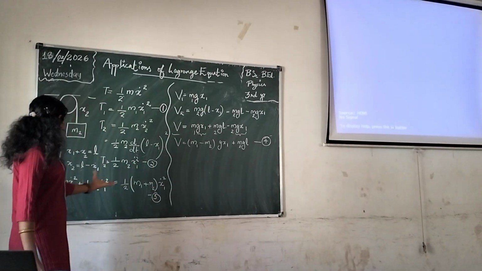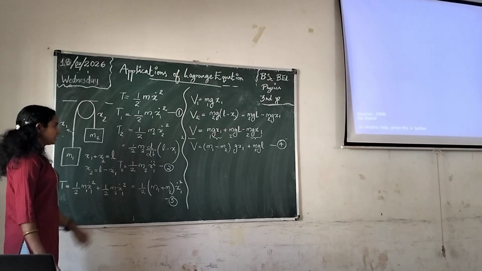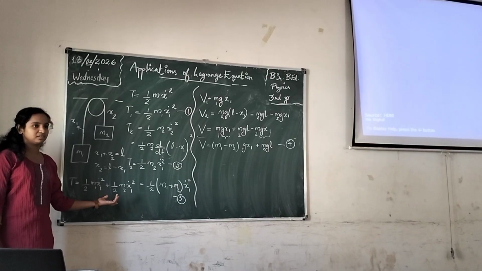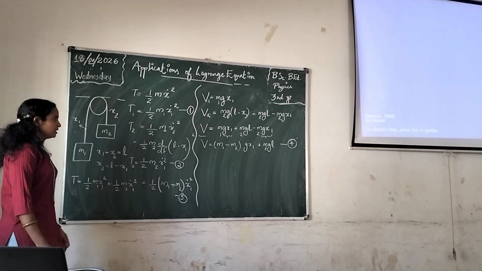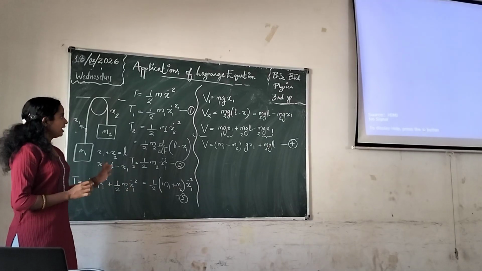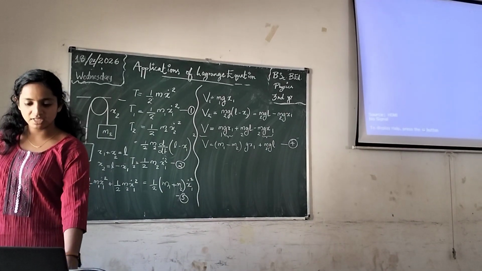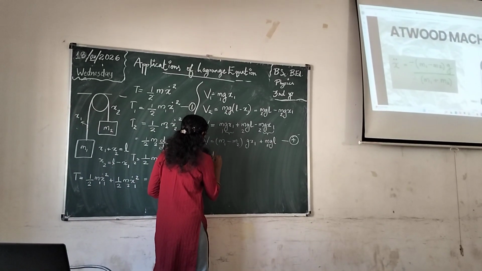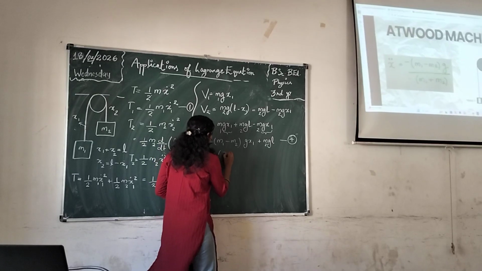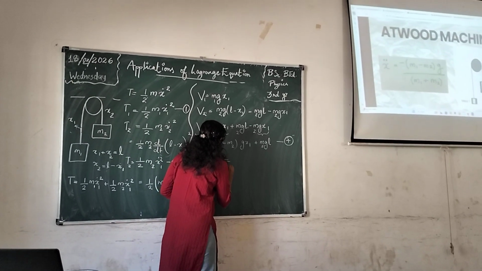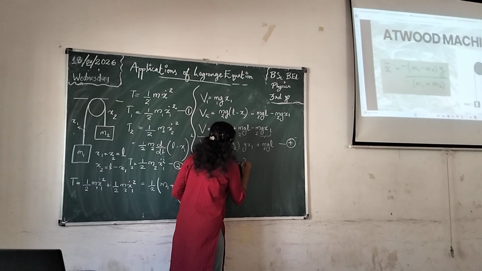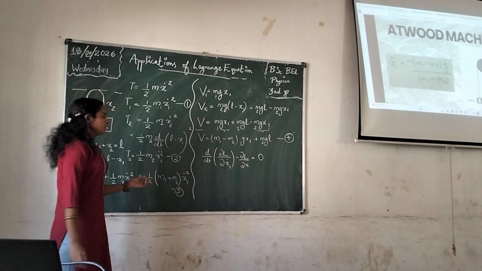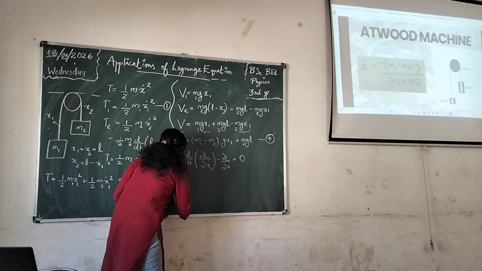So here you can see that we have got our kinetic energy and potential energy, and here we have only a single variable. What is that variable in both these equations? x1. So x1 is our generalized coordinate, and we have to find our Lagrange equation. Our equation is d by dt of dou L by dou x1 dot minus dou L by dou x1 equal to 0.